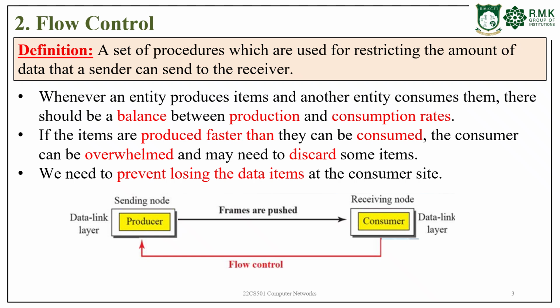So whenever an entity produces items and another entity consumes them, there should definitely be a balance between the production and the consumption rates. In this case, if the items are produced faster than the rate at which they are going to be consumed, the consumer may get exhausted and at a particular point of time may need to discard some of the data or items. So we need to prevent losing these data items at the consumer side.